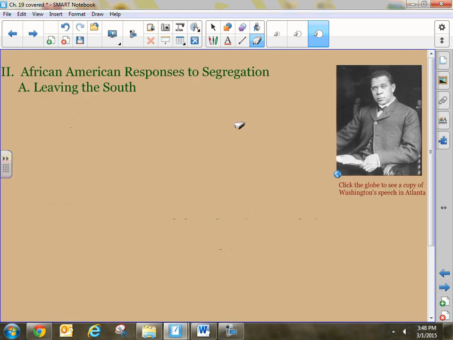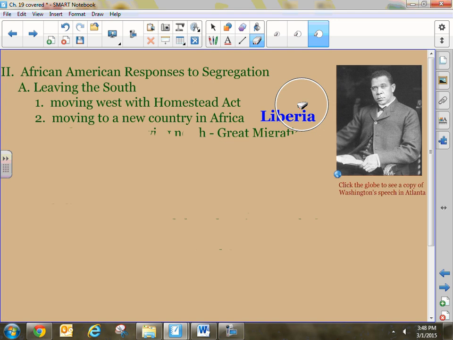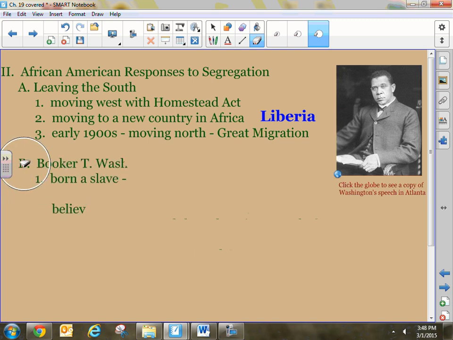Now, what was the African American response to segregation? Well, lots left the South. Some moved west with the Homestead Act. Some moved to a new country in Africa, Liberia. And many, many thousands moved north as part of the Great Migration. They were looking for jobs and trying to escape the Jim Crow laws in the South.